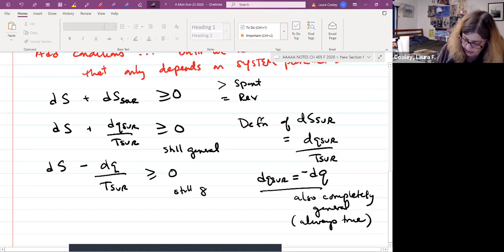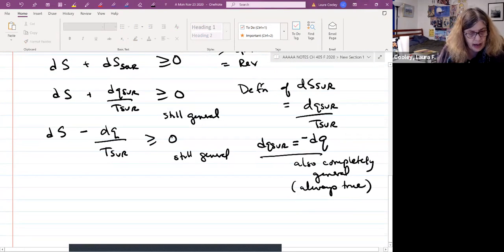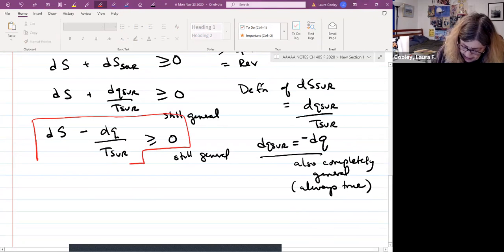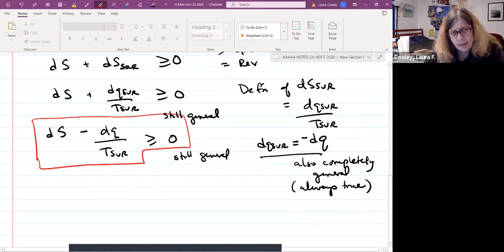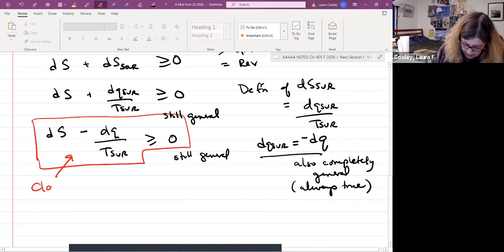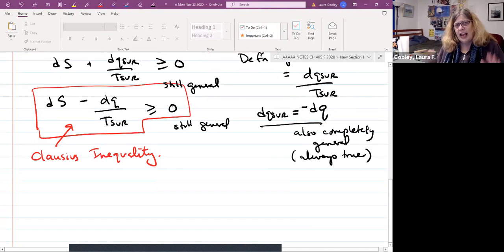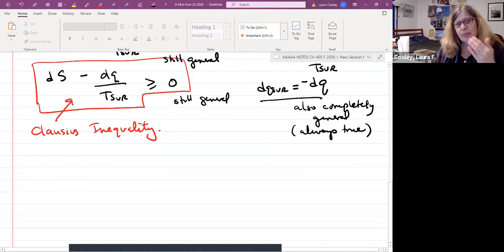So it's still general. Believe it or not, this crazy inequality actually has a name. It's so important that we give it a name. It's called the Clausius Inequality. That's the last step before we have to start throwing conditions into the mix that will make this relationship less and less general. This is the most general relationship you can get from the second law, and they call it the Clausius inequality.